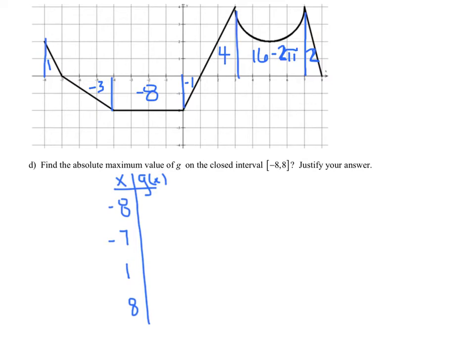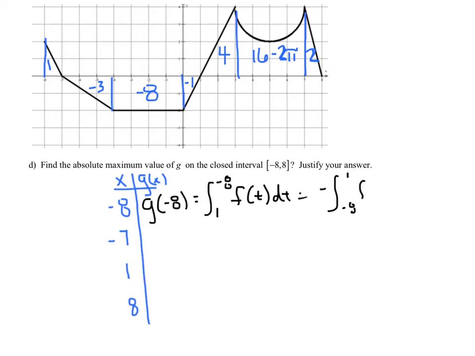So let's see what we got cooking here. When I said g of negative 8, I'm going to substitute negative 8 into the upper bound. I don't really like it like that, so I'm going to switch the bounds and negate my integral. And how much area have I accumulated from negative 8 to 1? Well, starting at negative 8, I've got 1 minus 3 is negative 2, minus 8 is negative 10, minus 1 would be negative 11, and then plus 4 would be 7. Whoops, I went too far. I want to stop right at 1. So that should be a grand total of negative 11.